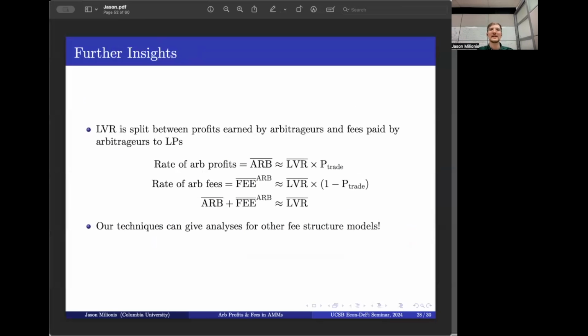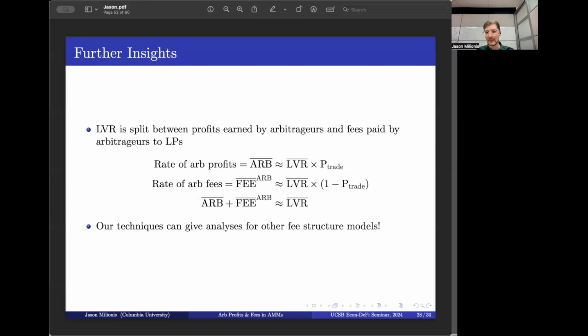One innovation in this paper that might not be obvious at first sight, but that I have highlighted in this talk, is that the use of Poisson arrivals allows you to get very analytically tractable results. And that same technique can be applied to other types of fee structures that have been proposed to mitigate LVR. I think this is a very exciting direction.